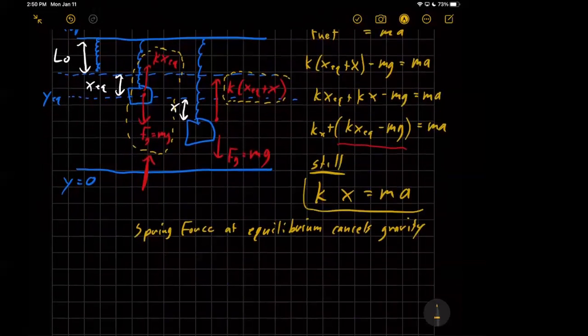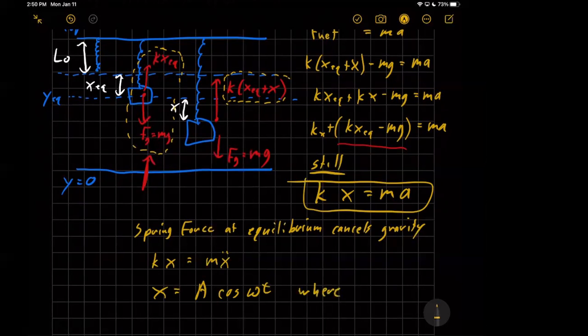Now, if this is still true, then we can get back to Kx is equal to m x double dot, or the second derivative of x, which is acceleration. And then that means the solution is still x equals A cosine omega t, where omega is equal to the square root of k over m.